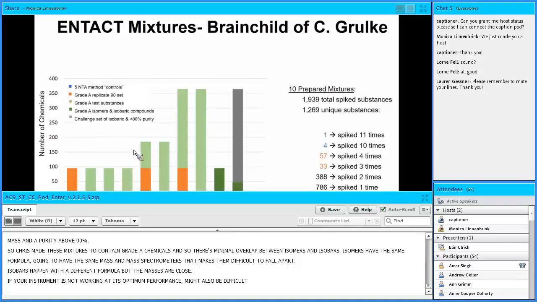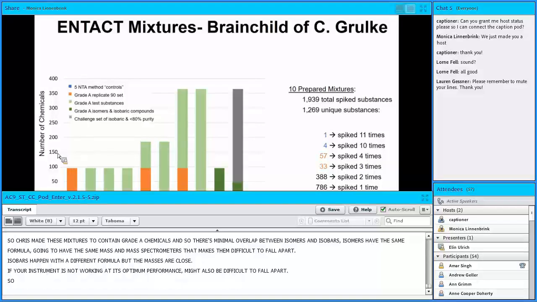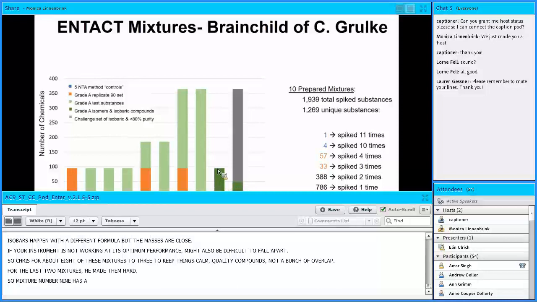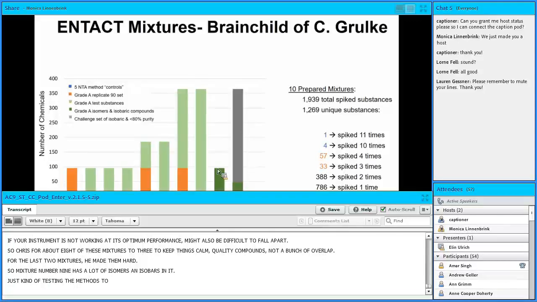So Chris was nice for about 8 of these mixtures and tried to keep things pretty calm, good quality compounds, not a bunch of overlaps. For the last 2 mixtures, he made them hard. And so mixture number 9 has a lot of isomers and isobars in it, and is just kind of testing the methods to see how well we can do when we have that sort of situation.